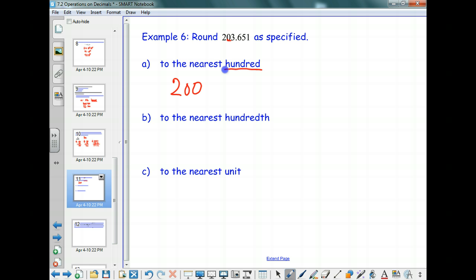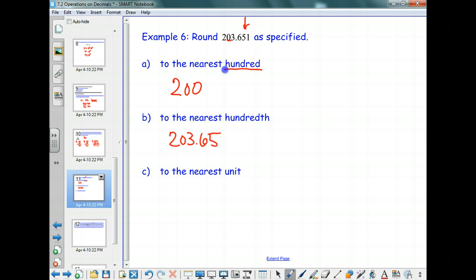How about the nearest hundredth? Which number is in the hundredth place right now? The 5. So I need to decide whether that 5 stays a 5 or whether that 5 becomes a 6. It stays 5. Why? Because the one after it is small, right? It's between 0 and 4. So what will this number be? 203 and 65 hundredths.